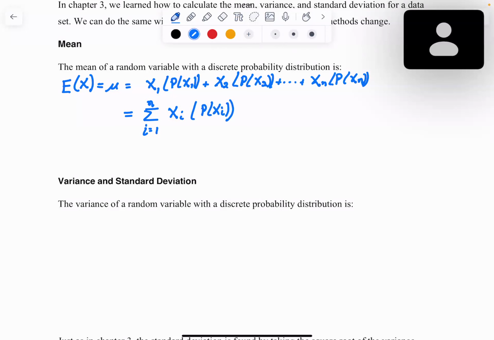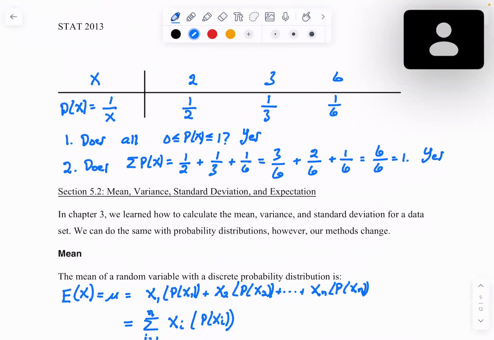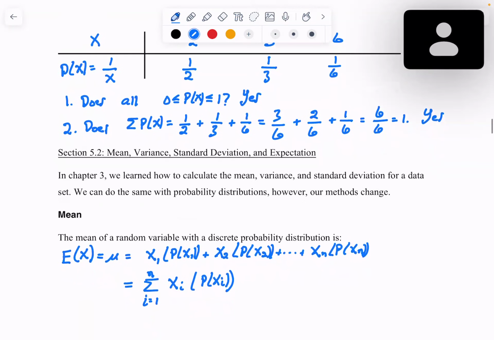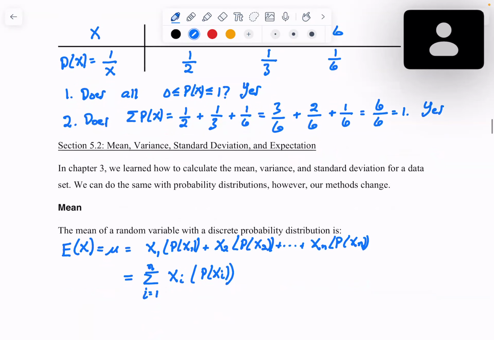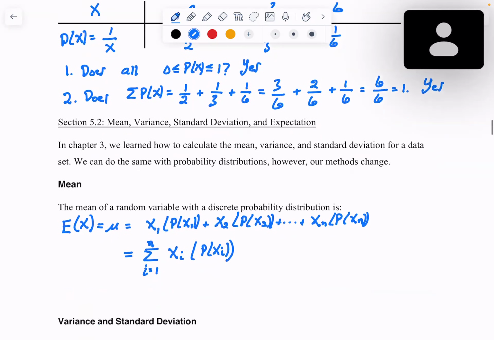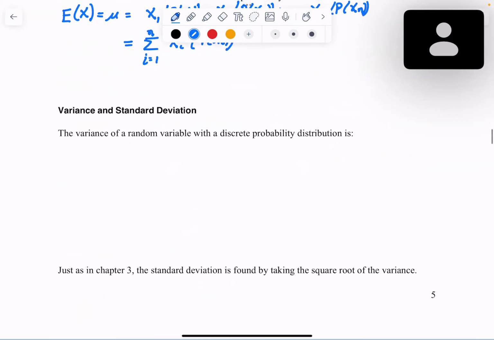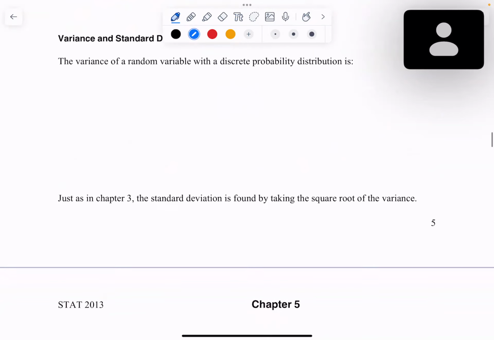So xi here are just the values of the random variable. In this case, it would be 2, 3, and 6. Each of those are xi. And the probability of xi are each of these probabilities corresponding with each of the outcomes. It'll make a lot more sense when we look at an example in a second. But let's just look at the formulas to wrap our heads around it. So the next one is the variance. This is where it gets a little more complicated. The variance of x, which if we remember back to chapter 3, the symbol for this is sigma squared.